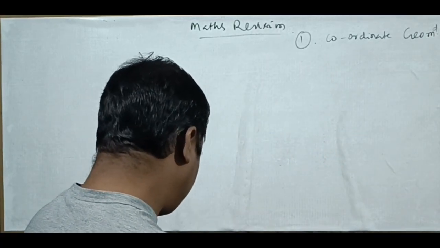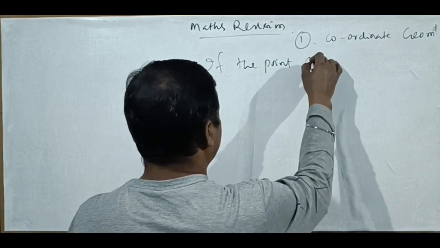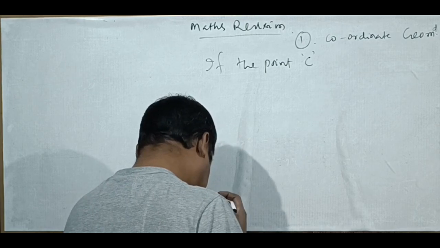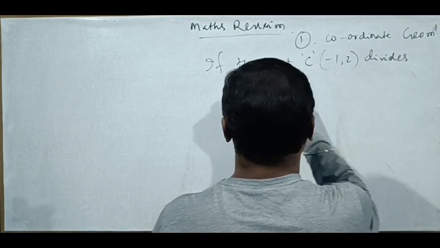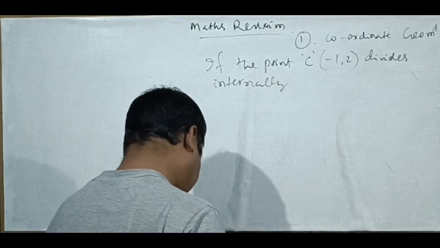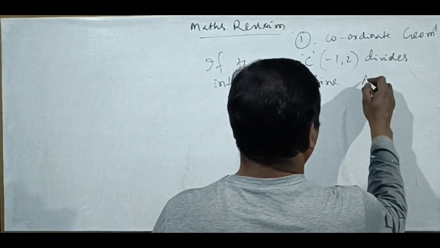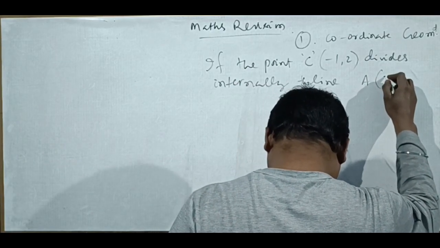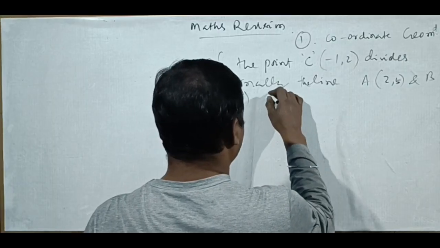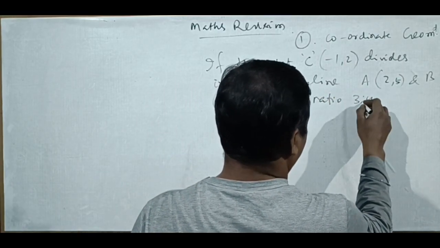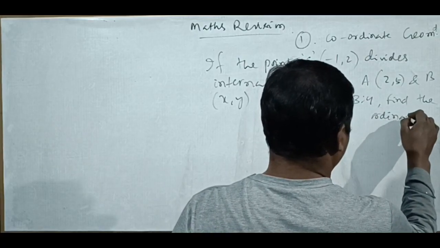If the point C, having ordinates -1, 2, divides internally the line segment joining A and B, with A having coordinates 2, 5 and B being x, y, in the ratio 3:4, find the ordinates of B.